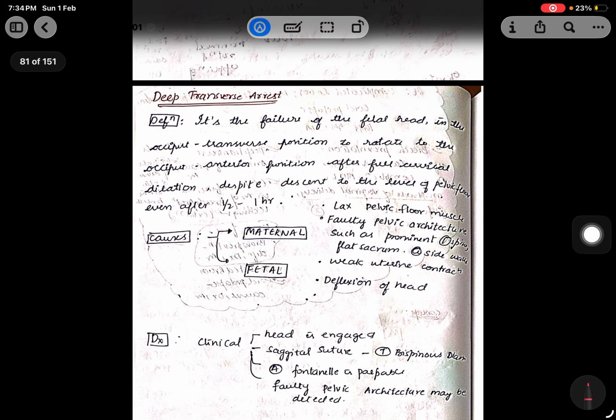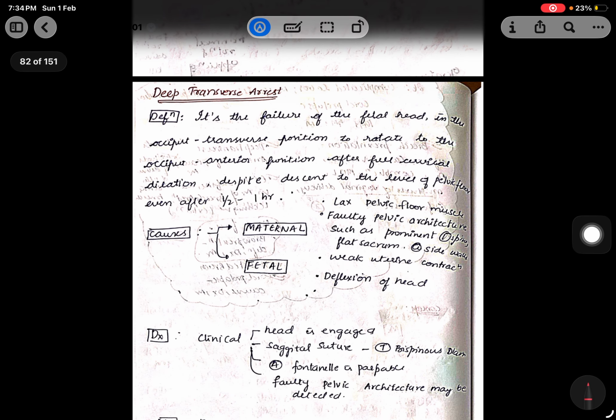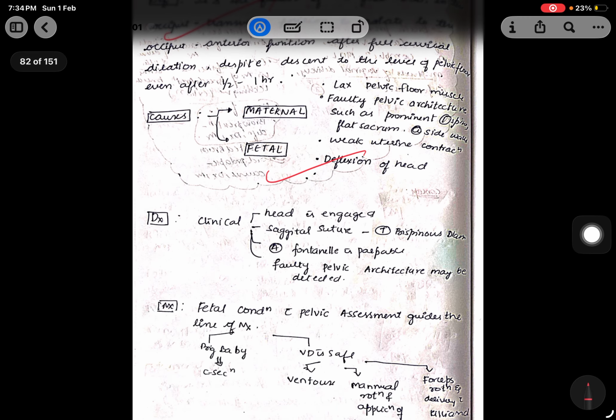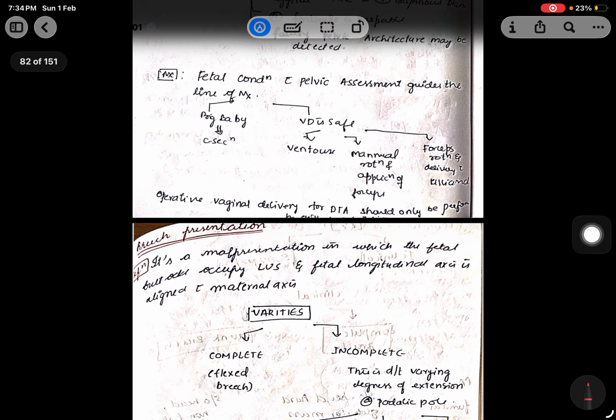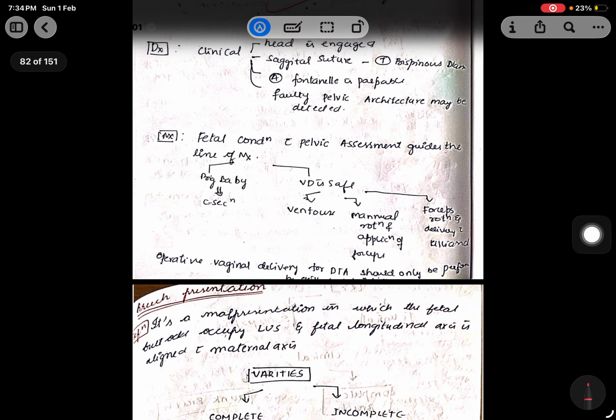Okay. So what is deep transverse arrest? That is, the baby is unable to come down. So this is the definition, these are the causes, and how do you diagnose? It's a clinical diagnosis, there's nothing else. And again, for breech presentation, what do you do? This is a 5 marker. Again, we have discussed how to manage it later.